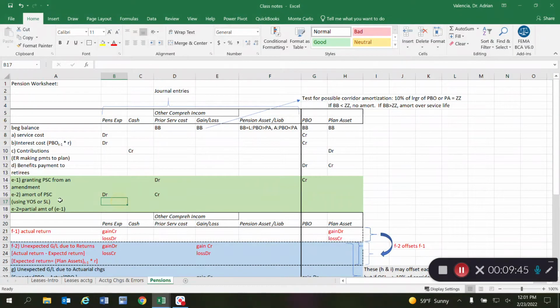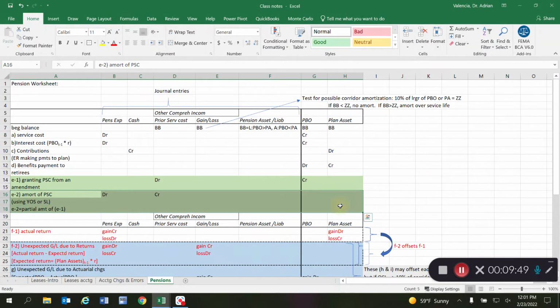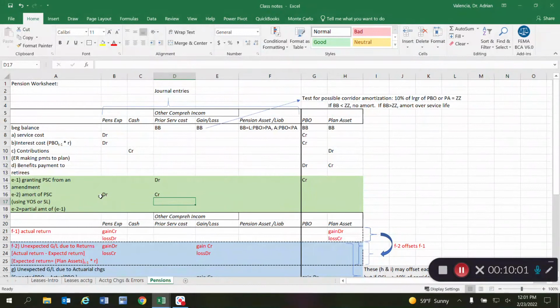Okay, so that's what's going on with the amortization of prior service costs. So in itself, an amendment for granting prior service cost benefits is not going to affect pension expense, but it will affect OCI, and then the amortization of that amount is what affects pension expense. Okay?